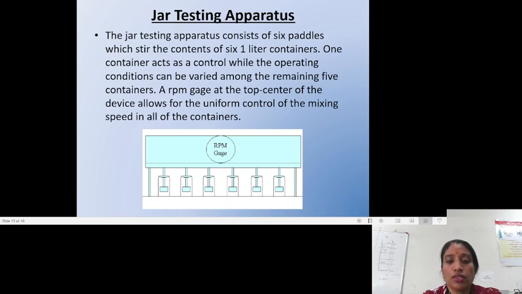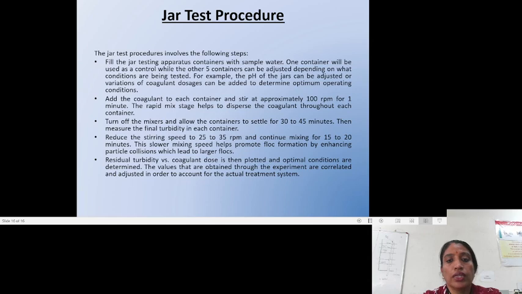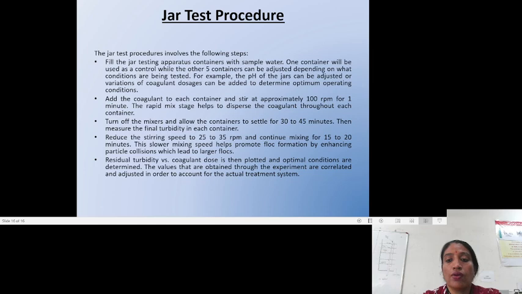So how to perform this test? We'll see the procedure. First of all, the jar test apparatus is to be filled with sample water, and one container will be used as a sample control, while 5 containers can be filled with the sample wastewater. The pH of the jars can be adjusted, or variation of coagulant doses can be added to determine optimum dosing operating conditions. Now, the coagulant is added to each container and it is stirred at approximately 100 rpm for 1 minute. This rapid mixing will help to mix the coagulant throughout the container.